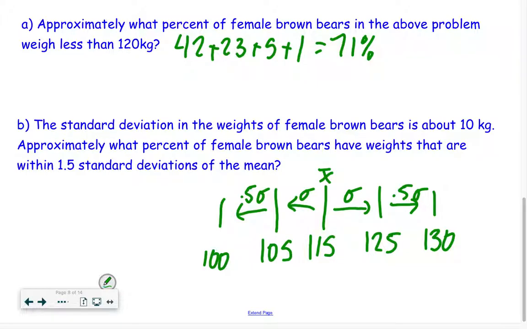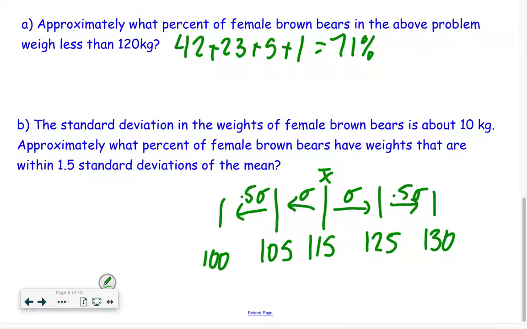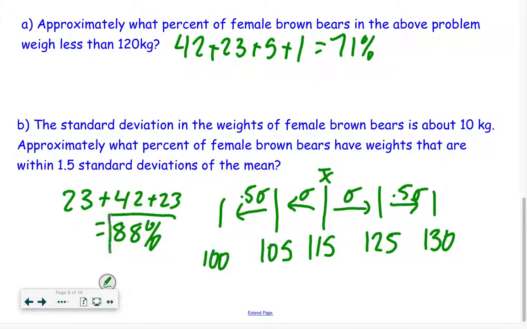Okay, so we've got to figure out what percent are between 100 and 130. Well, 100's here, 130 gets cut off here. So I'm adding what numbers? 23, 42, 23. And what do I get? 88. Okay. Questions so far?